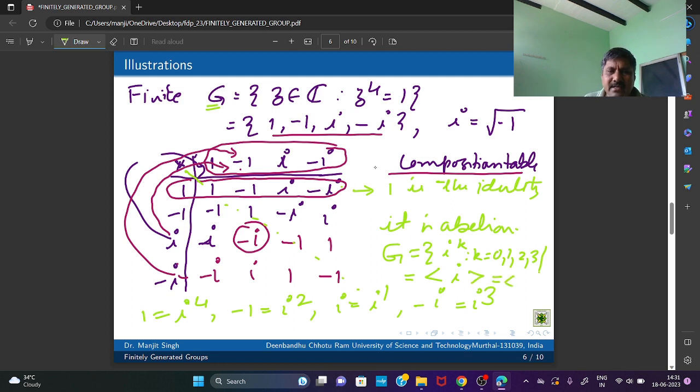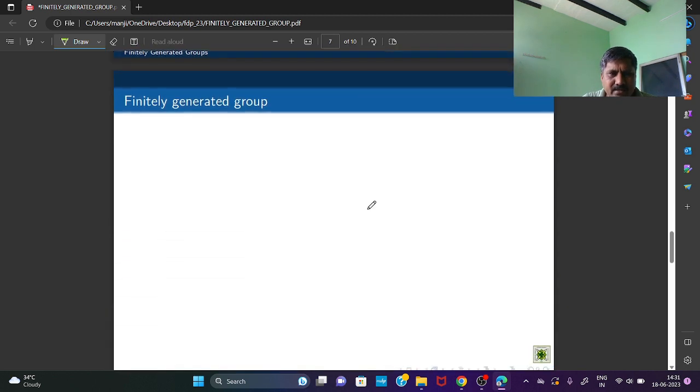It can be seen that this is also generated by minus iota. Students may verify. It is not generated by 1, because 1 raised to power 1 is 1, 1 raised to power 2 is 1. So we can say that this group is generated by iota and minus iota. So what does finitely generated mean?